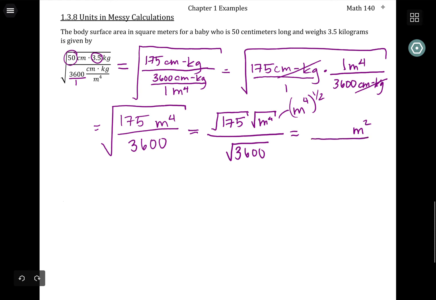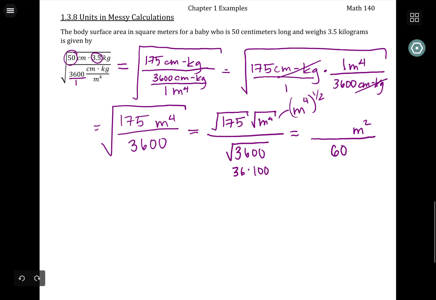On the bottom, 3,600 is actually a really nice number. If it's helpful, you can split it up mentally as 36 times 100. Square root of 36 is 6. Square root of 100 is 10. 10 times 6 is 60.